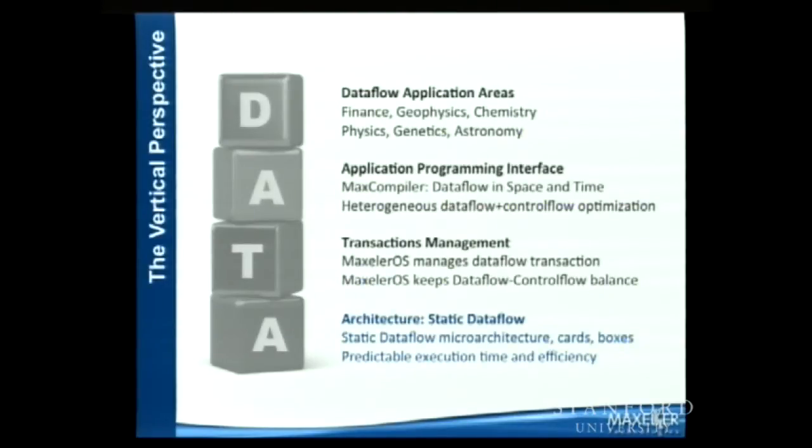So what we have here is the main components. We have the architecture, which is basically a static data flow architecture, and there's a lot of literature on these types of architectures out there. We will have the management of the transactions, moving the data around in that kind of environment, optimization of the data movement across the machine.